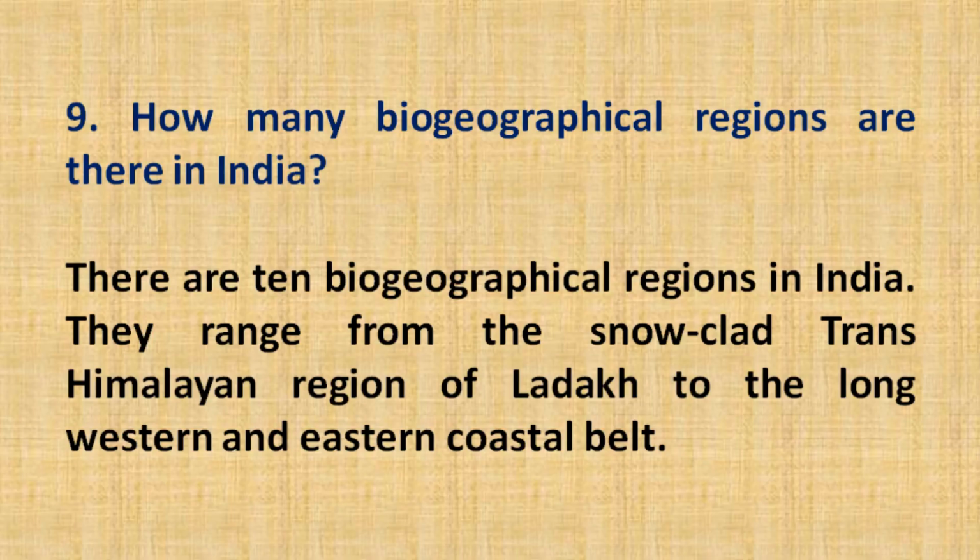The 9th question. How many biogeographical regions are there in India? Answer: there are 10 biogeographical regions in India. They range from the snow-clad Trans-Himalayan region of Ladakh to the long western and eastern coastal belt.